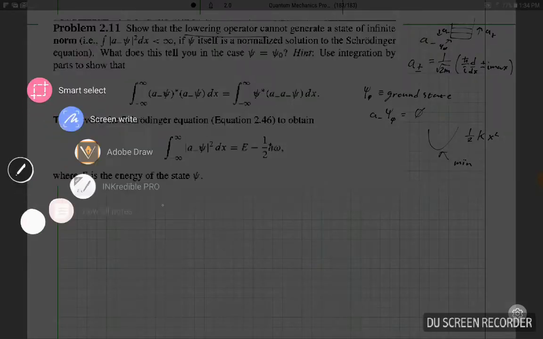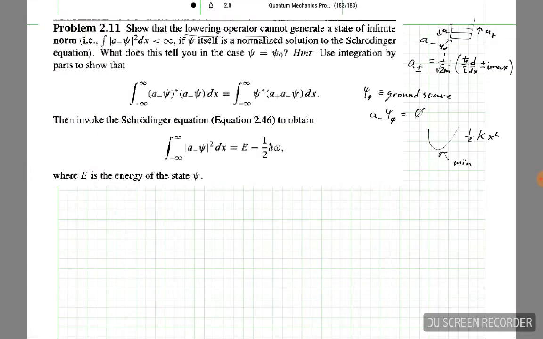So what we're trying to show here is that if we apply the lowering operator to the ground state and try to normalize that solution, I do not get a valid answer. It can't be normalized. This is what we're trying to show. So if psi is a normalized solution, then we want to know what happens. I guess I sort of gave away the answer. We want to know what happens if I try to apply the lowering operator to a normalized solution in the ground state.